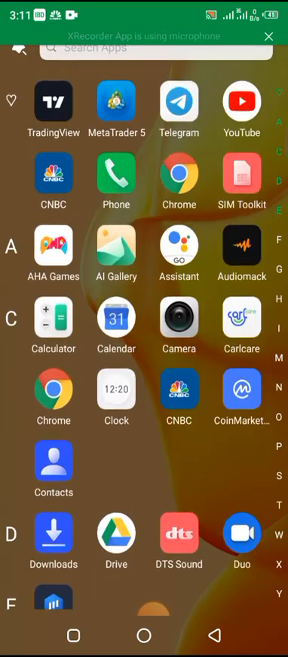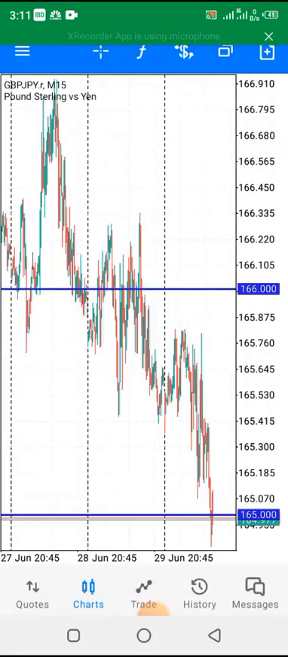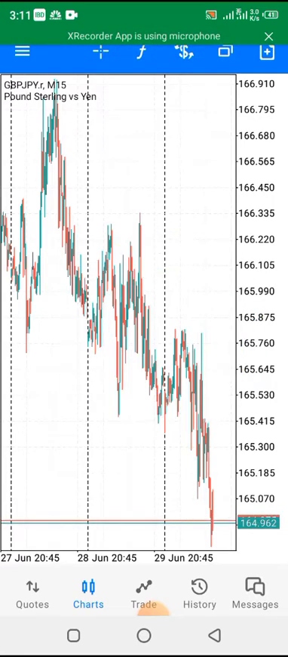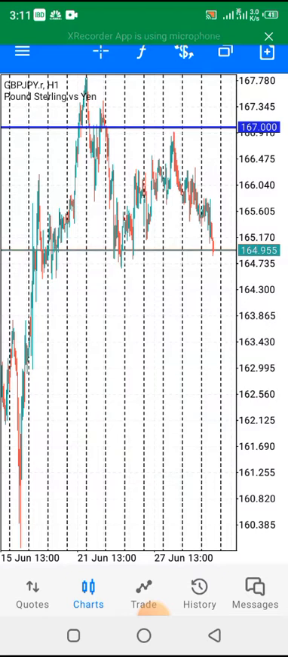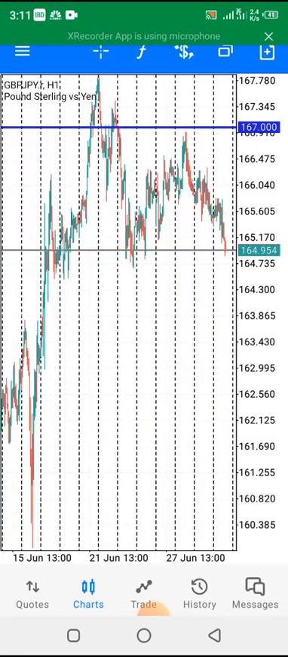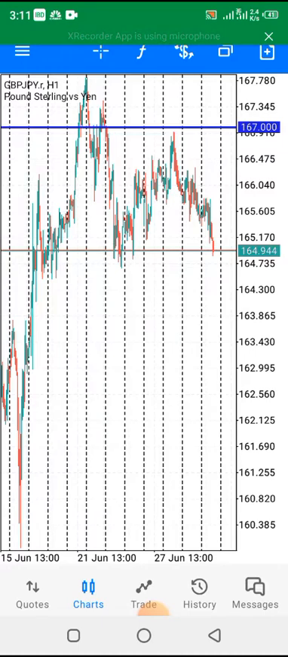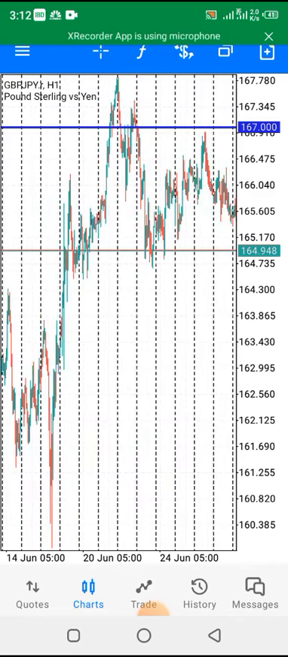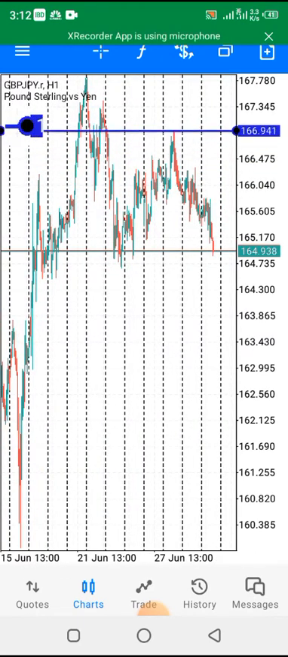So I use MetaTrader 5, and let's start with GBP JPY. Let me go to the 1 hour time frame. Let me show you now how to plot the psychological levels. It's super simple. You only need the psychological levels to make money off the markets, right? When you plot these levels on the market, they will help you identify support and resistance levels.